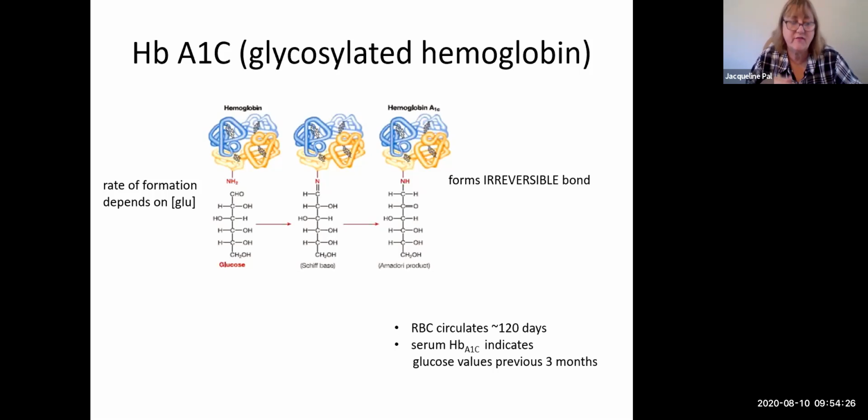So you don't have to bring in 3 months worth of data for the doctor. They just do a hemoglobin A1C and they know what's been happening for the previous 3 months. Normally it's less than 6% that is glycosylated, and 7% is the cutoff for somebody that's diabetic. Okay? So there's very little wiggle room in there.